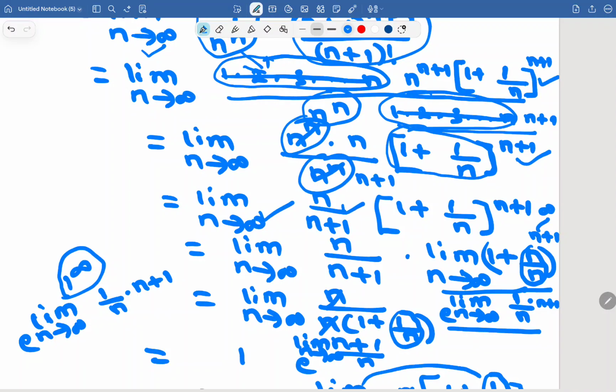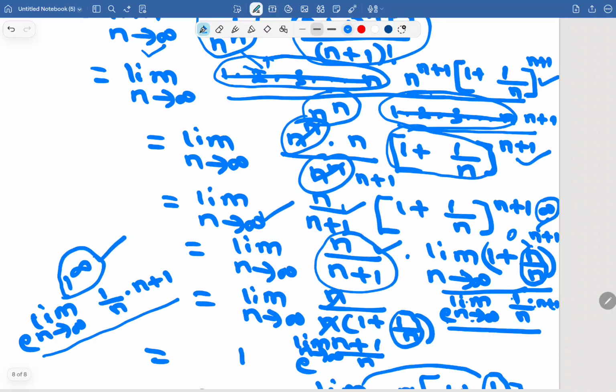Limit n tends to infinity of n by n plus 1 times 1 plus 1 by n power n plus 1. That is limit n tends to infinity n by n plus 1 into limit n tends to infinity 1 plus 1 by n power n plus 1. If you substitute the limit, this part becomes 1 and the power n plus 1 becomes infinity. It is of the form 1 power infinity. Whenever we have 1 power infinity, write it like this: e power limit n tends to infinity 1 by n into n plus 1.